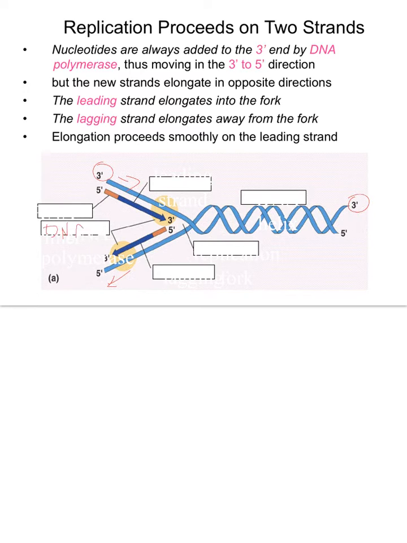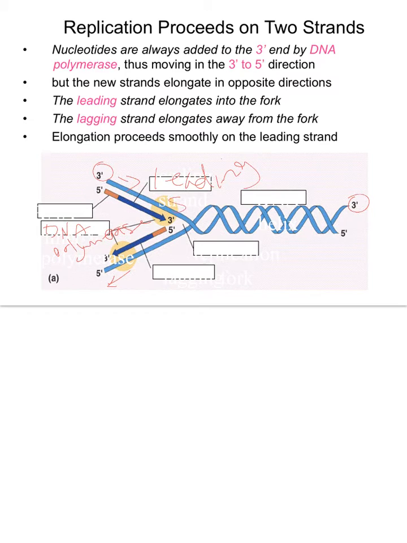So let's label that on our diagram. DNA polymerase. Okay, so that is that yellow circle. All right, so the DNA strands are elongated in opposite directions because of the way the DNA molecule is with the 3', 5'. They are being elongated in opposite directions. So we have 2 different kinds of strands. We have the leading strand.